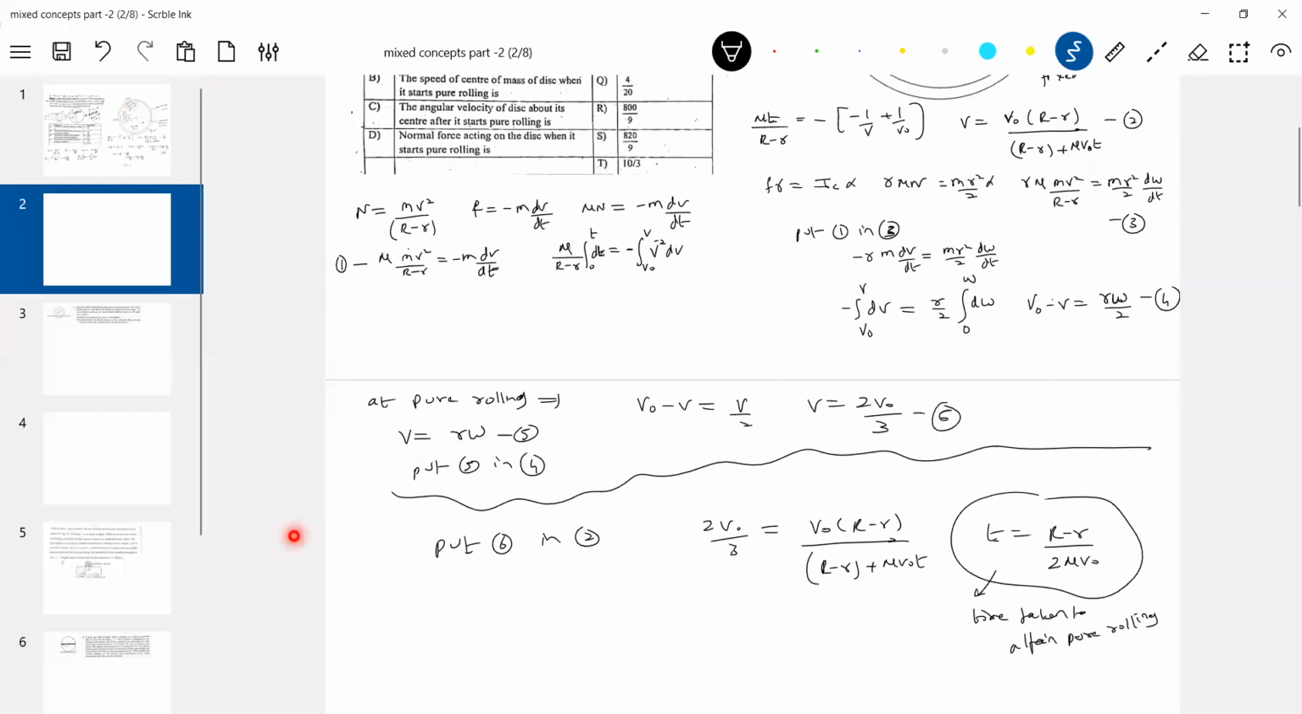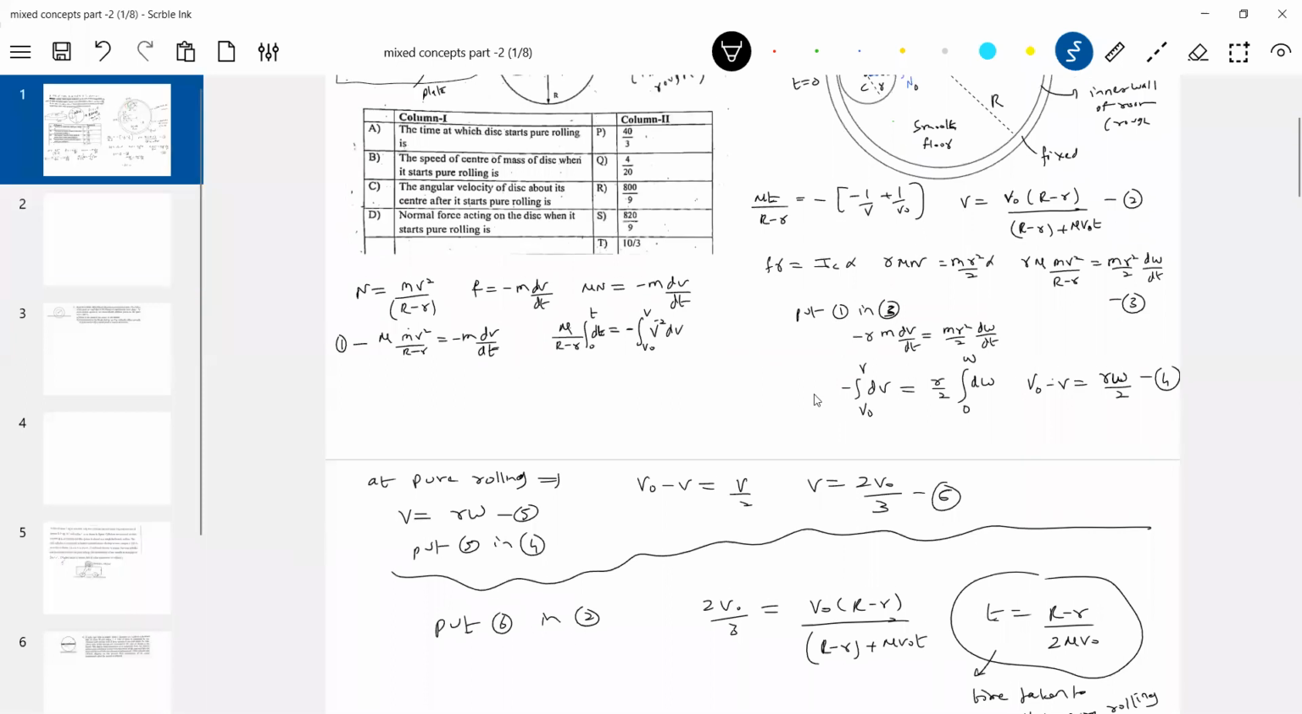So once you know the time, we can find the speed of the center of mass of the disk when it attains pure rolling. Already we know v naught is given, so you'll get V. The angular velocity of the disk: don't go again, substitute here only. You know r omega, you know V and r. Equation 5, substitute and you'll get omega. Normal force acting on the disk when it starts pure rolling: what to do in that case? When it attains pure rolling, substitute the value of V here. You know m and r. You'll get the normal contact.